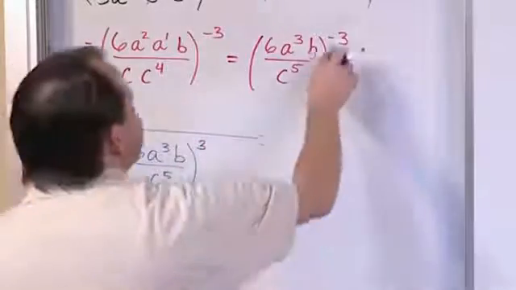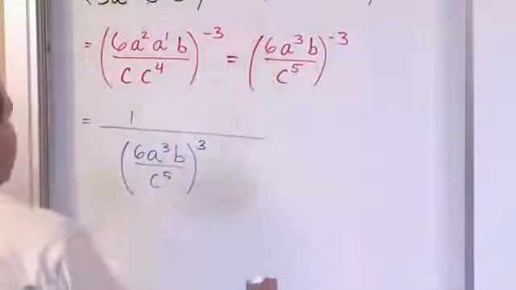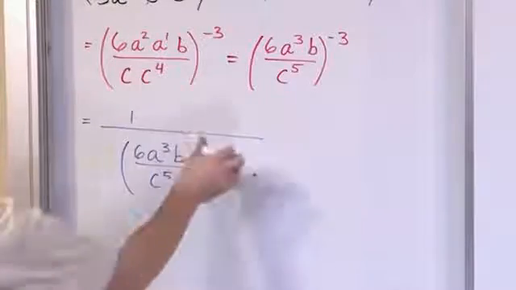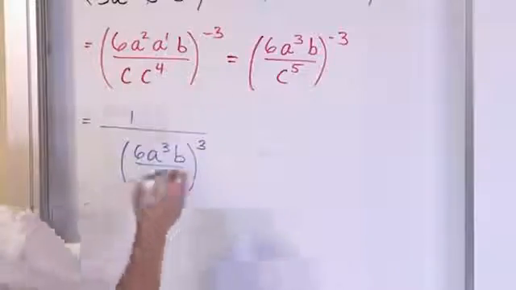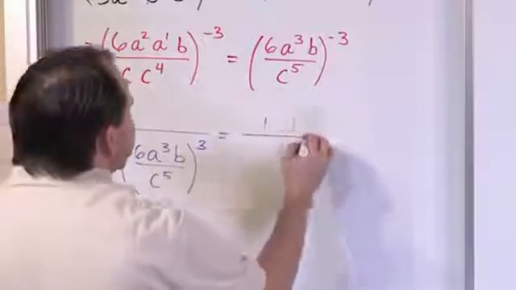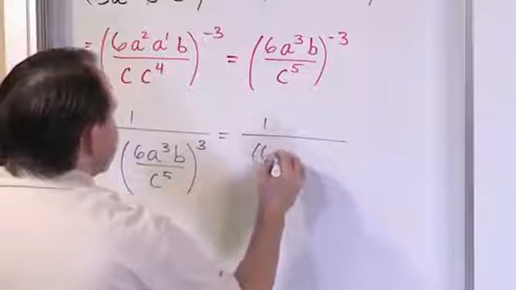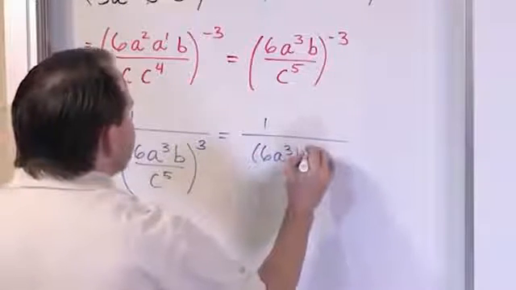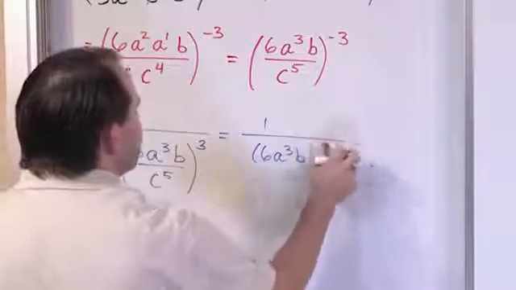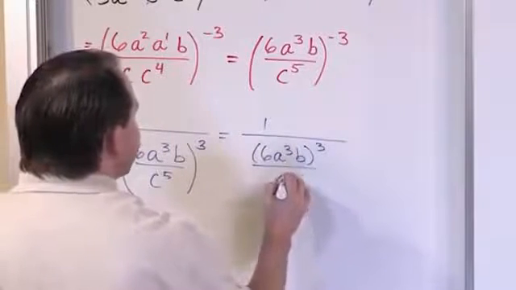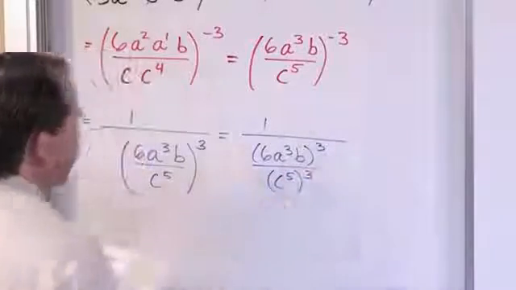You know, I said anytime you have a negative exponent, move it to the bottom, make it positive. So all we did was move the whole thing to the bottom and make it positive. You say, why would you want to do that? This doesn't look simpler. Well, but then you realize you can apply this exponent to the top and the bottom. So 6a cubed b to the 3rd power, whoops, I've got b here to the 3rd power, and then I've got c to the 5th to the 3rd power.